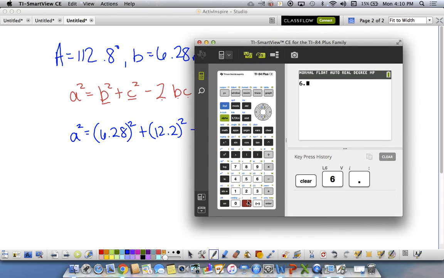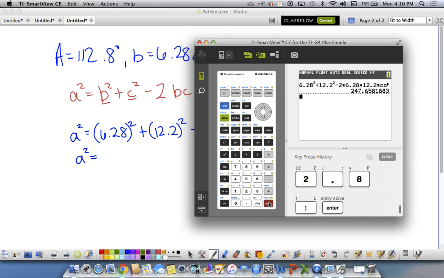All right, 6.28 squared plus 12.2 squared minus 2 times 6.28 times 12.2 times cosine. Don't anybody say sine. 112.8 degrees. Enter. That gives me 247.65, etc. A squared equals 247.658, dot, dot, dot. We gotta keep all that in our calculator.